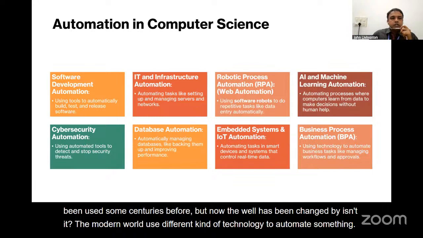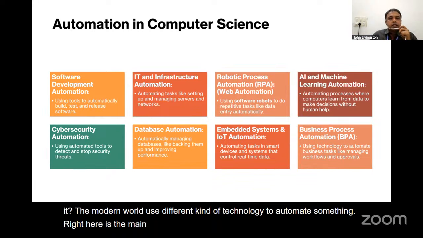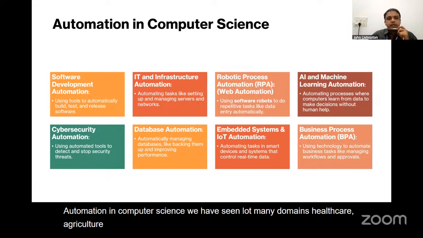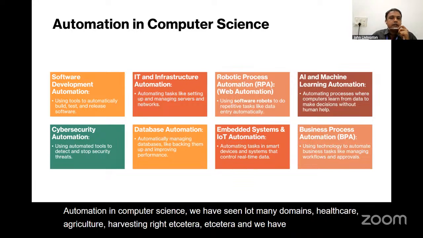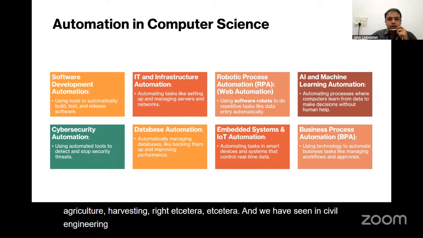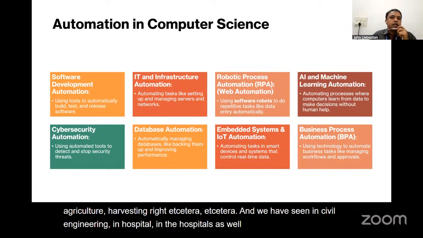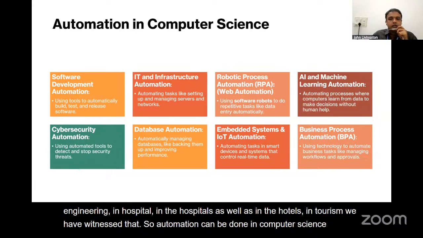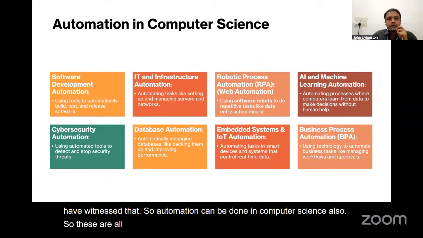Here is the main part: automation in computer science. We have seen a lot of domains: healthcare, agriculture, harvesting, etc. And we have seen it in civil engineering, in hospitals as well as in hotels, in tourism. So automation can be done in computer science also. These are all the main domains where automation can be used.